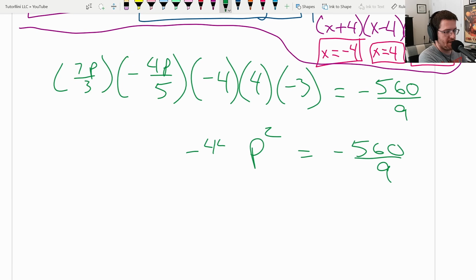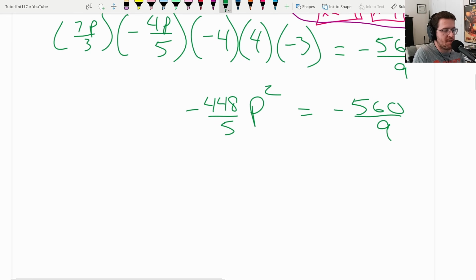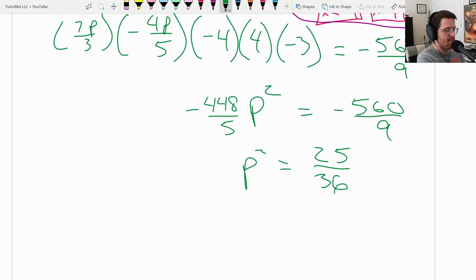Negative 448 over 5. Now I'm going to try to isolate for p. I'm going to divide both sides by negative 448 over 5. I'm just doing that on a physical calculator. I'm getting p squared equals 25 over 36 when I divide both sides by negative 448 over 5. You could use the decimal if you want for that fraction as well.